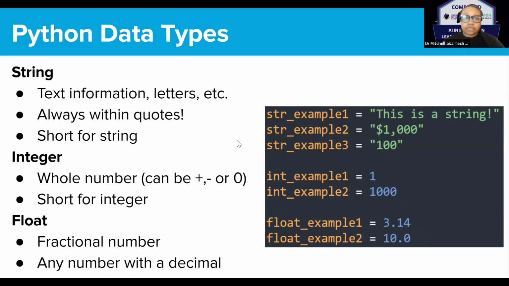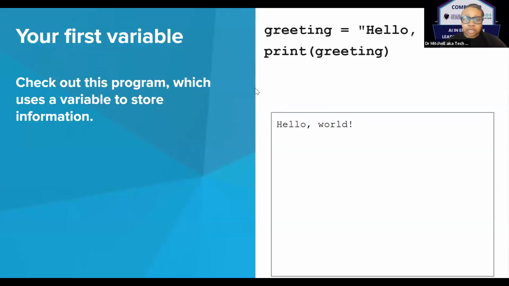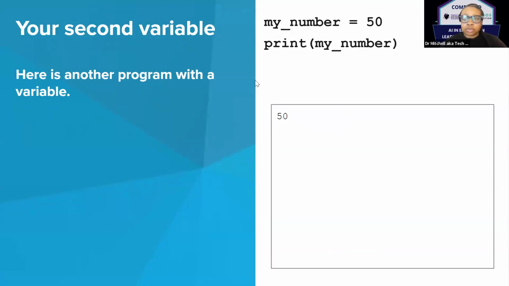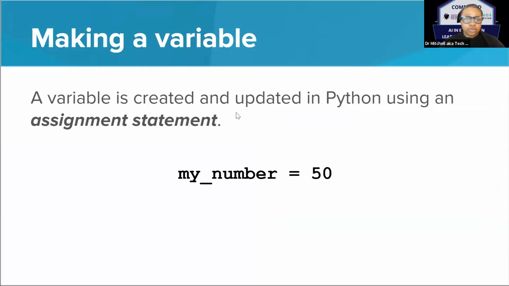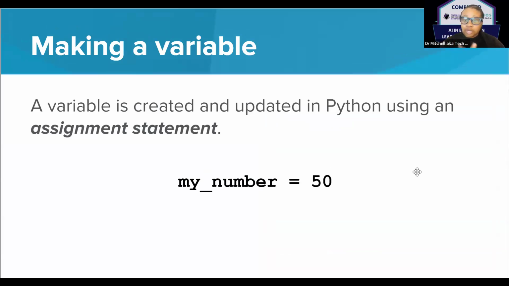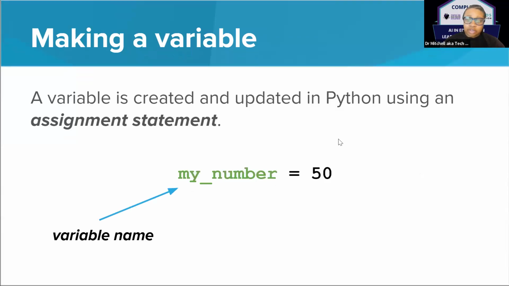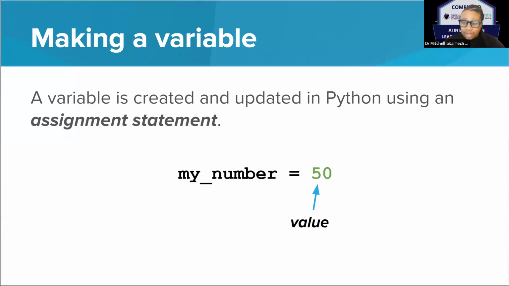Now, your first variable that we just went over, you want to check out this program. I want you to use that other program. Just check out and use that in your sandbox. So again, a variable is created and updated in Python using what we call the assignment statement here. Again, just a reminder, that's the variable name, that is the value.